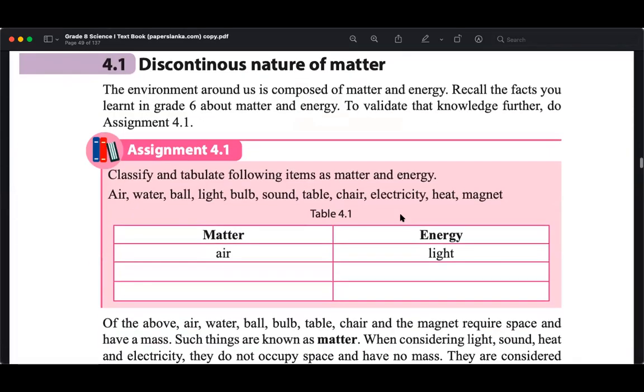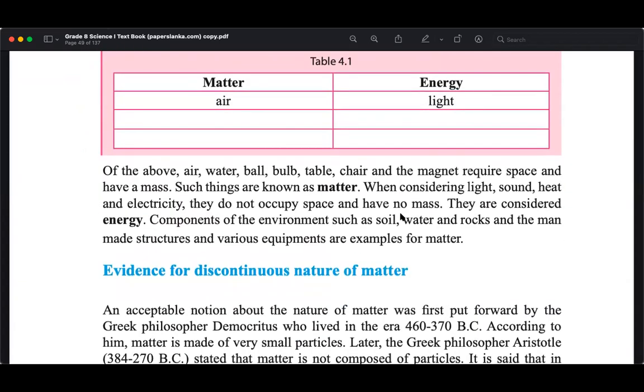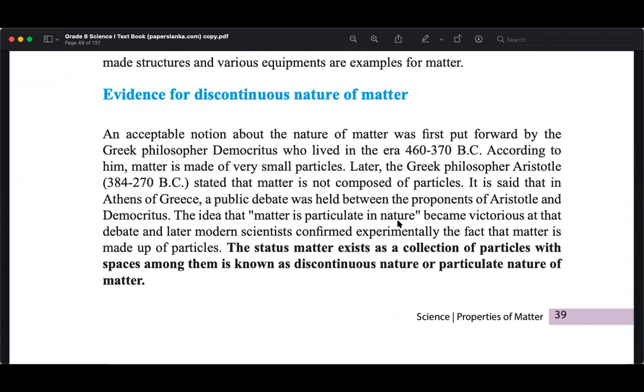Now let's discuss, so we have already learned about the state changes, and then what is this discontinuousness? What is the discontinuous nature of matter? There was a historical thing that you need to learn. There was a philosopher, Democritus. He was living before Christ, around 460-370, which is closer to 2500 years ago. And he was telling that matter is made up of small particles.